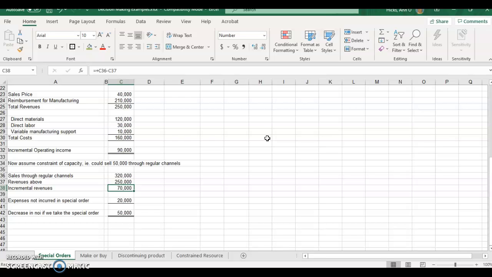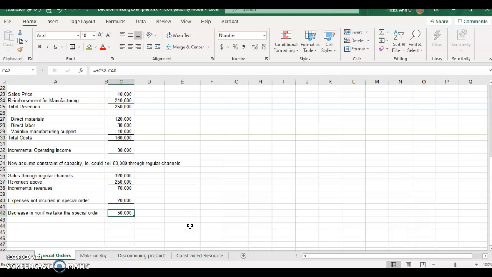special order. Now, remember that the special order does not need to use any of the variable selling expenses. So we would save $20,000 in variable selling expenses. But that still means our net operating income will decline by $50,000 if we take the special order in a scenario wherein we'd have to turn away our regular customers.